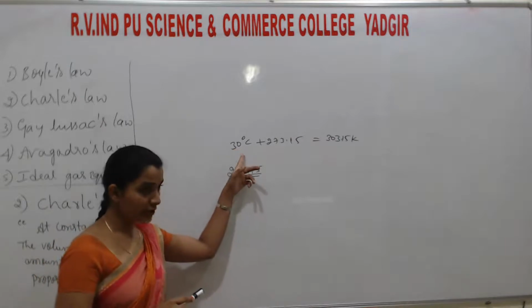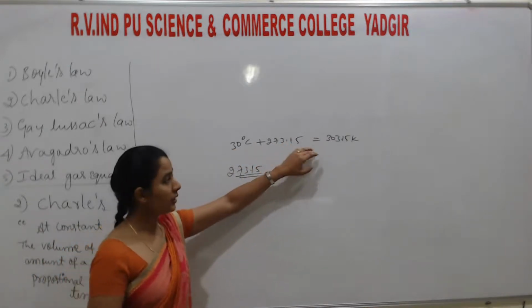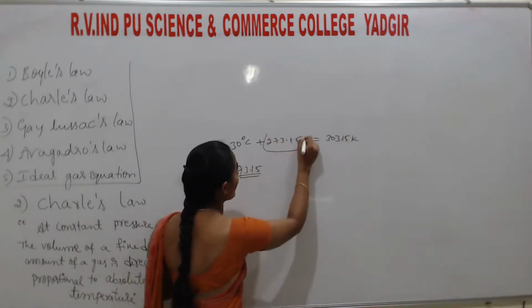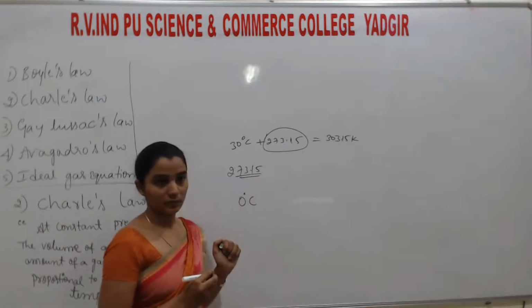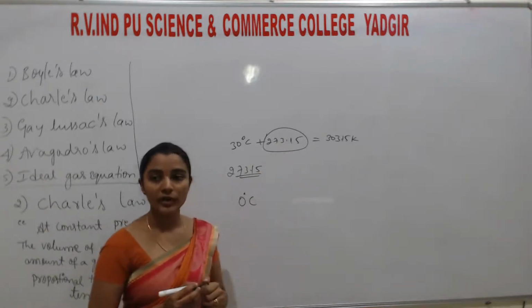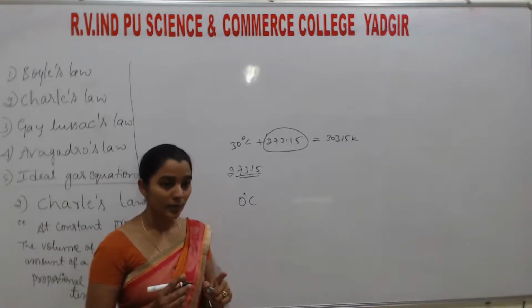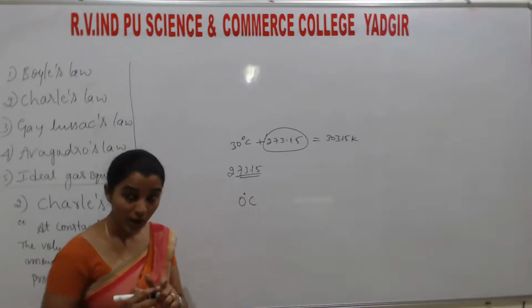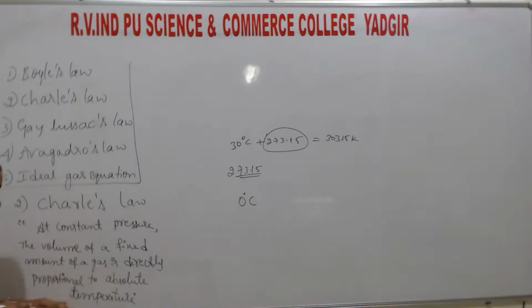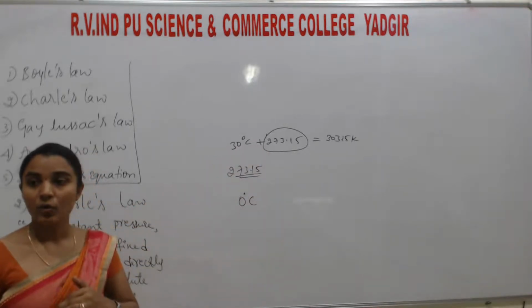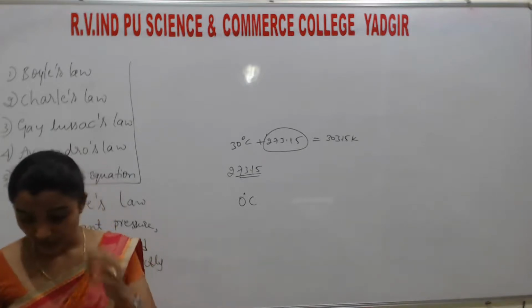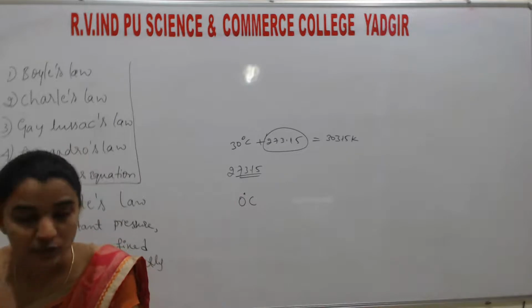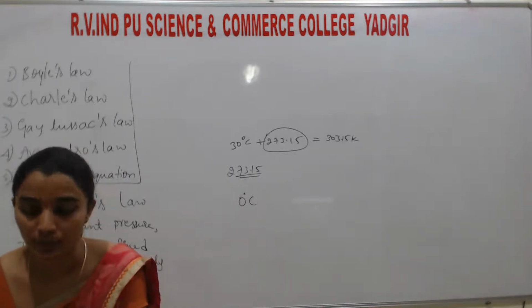Understand? So the degree Celsius by addition of 273.15 is converted into Kelvin. This 273.15 is an absolute temperature. Means that 0 degree Celsius, or 273.15, is called absolute temperature or Kelvin temperature or Kelvin scale. Understand? So always the volume of a fixed amount of a gas is directly proportional to its absolute temperature, either at 0 degree Celsius or at 273.15 Kelvin or at the respective temperatures whatever we consider. So this is the statement of Charles' law. What it states? The volume of a fixed mass of a gas is directly proportional to its absolute temperature.